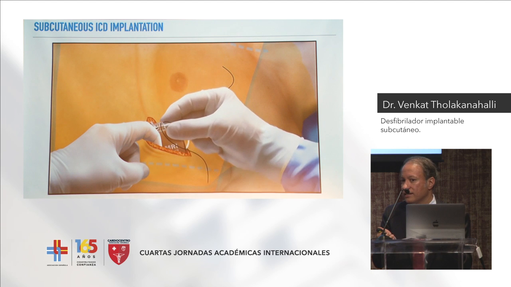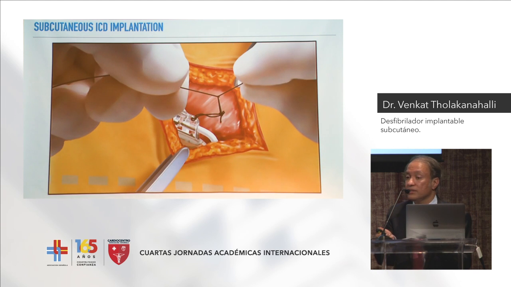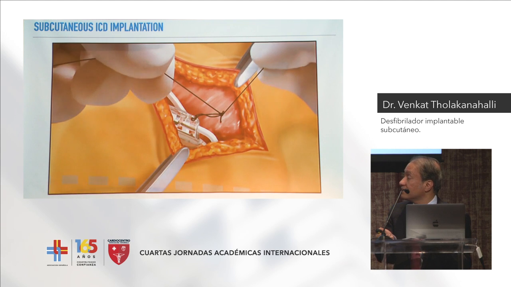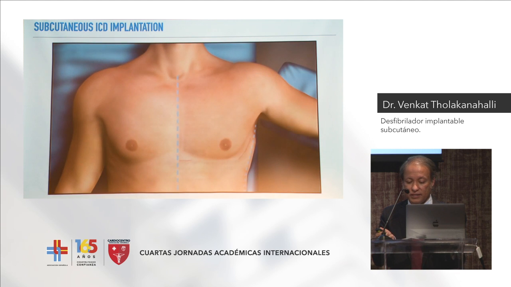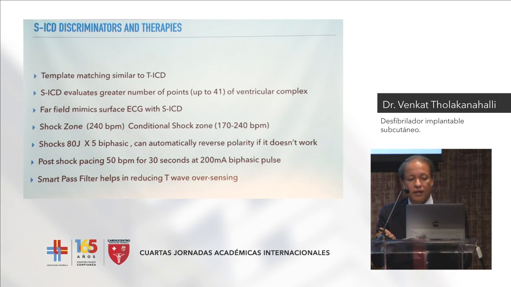But for this particular still it is recommended to do the ICD defibrillation threshold testing just to make sure we can capture and deliver the appropriate energy for these patients. So how does it know it is ventricular tachycardia, the device? The template matching, similar to transvenous ICDs, it actually records in its brain this template matching of the sinus rhythm or the underlying rhythm and compares, and it uses multiple points, up to 41 points of the ventricular QRS complex to differentiate VT from the native rhythm.